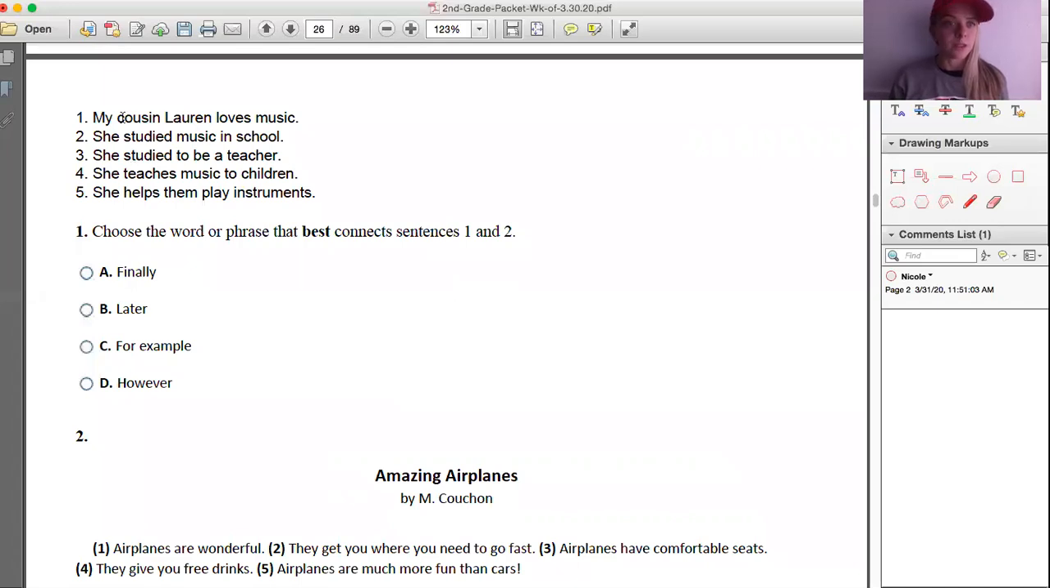When we're reading sentence 1 and 2, it says, my cousin Lauren loves music. She studied music in school. So what word or phrase best connects sentences 1 and 2? My cousin Lauren loves music. Finally, she studied music in school. My cousin Lauren loves music. Later, she studied music in school. My cousin Lauren loves music. For example, she studied music in school. Or my cousin Lauren loves music. However, she studied music in school.